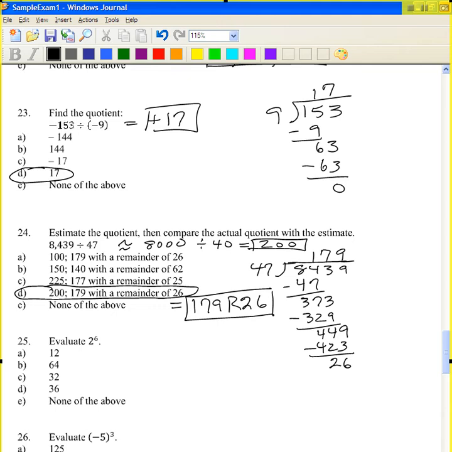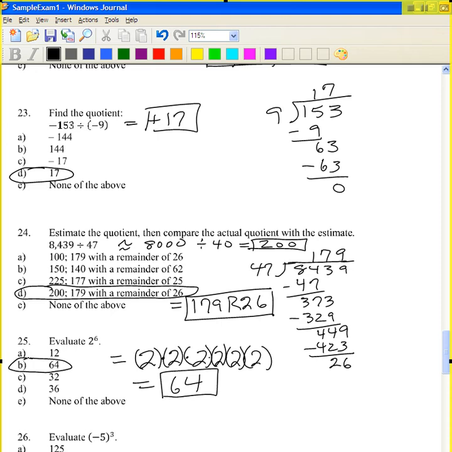Evaluate 2 to the 6th power. So 2 to the 6th, 2 times 2 times 2 times 2 times 2 times 2. 2, 4, 6. Good. 2, 4, 8, 16, 32, 64. So the answer is B, 64.